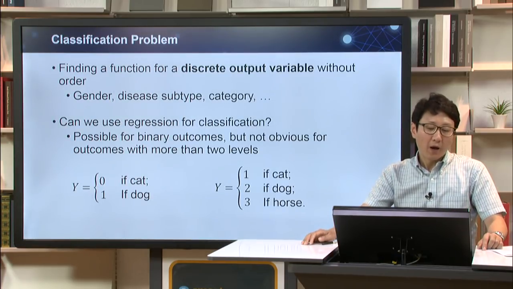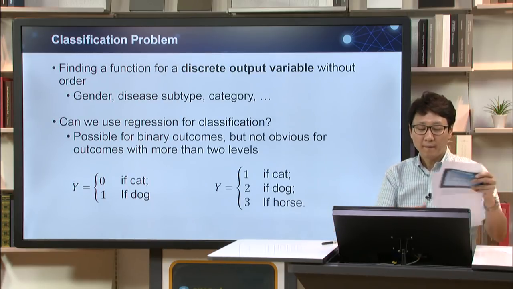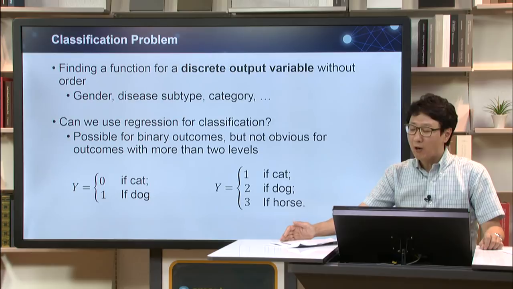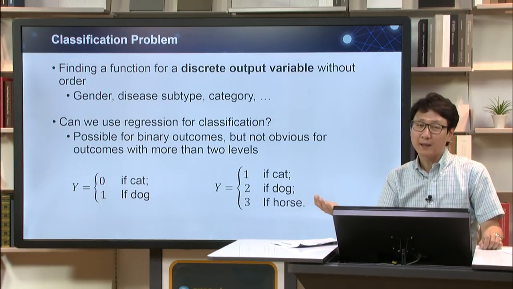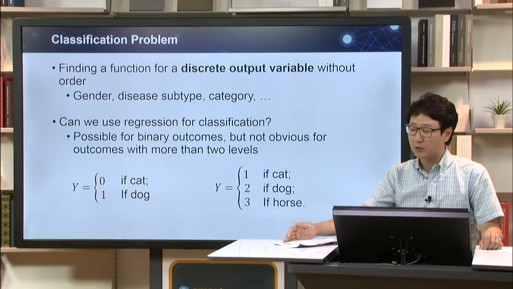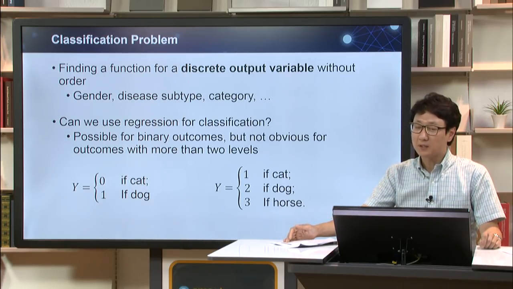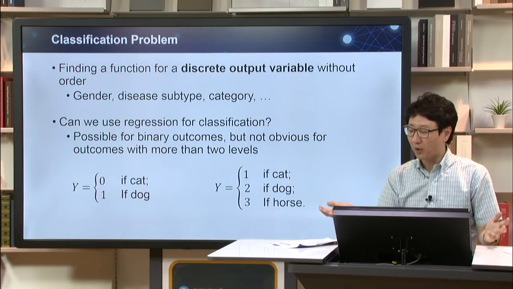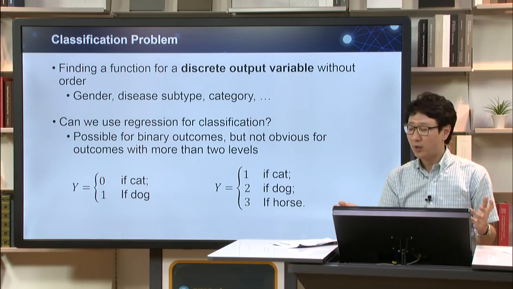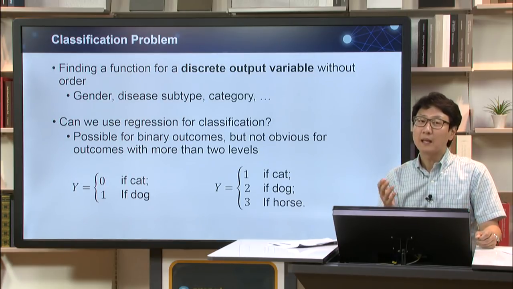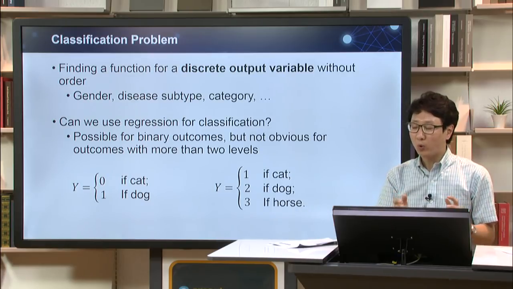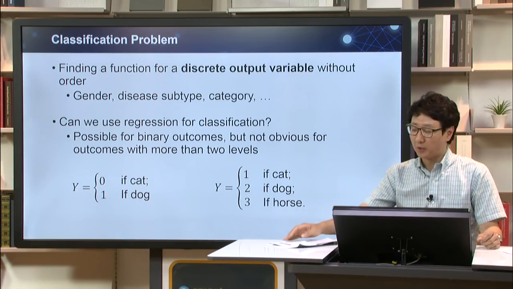Okay, so a classification problem is to find the function for a discrete outcome without an order. Remember that a regression problem is for a continuous outcome variable. Discrete outcome variables are like gender or disease subtype or categories. Importantly, they should not have an order. Red, green, and blue are discrete and have no order. However, low, middle, high seem to be discrete, but they have an order. Here, we only consider discrete values without an order.